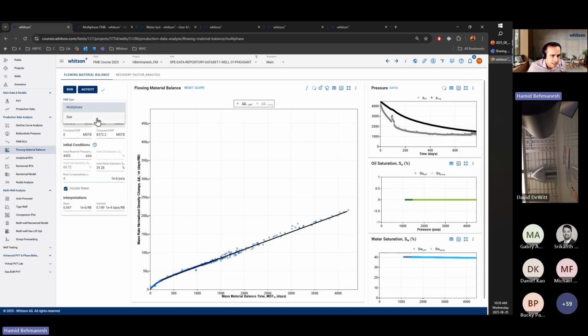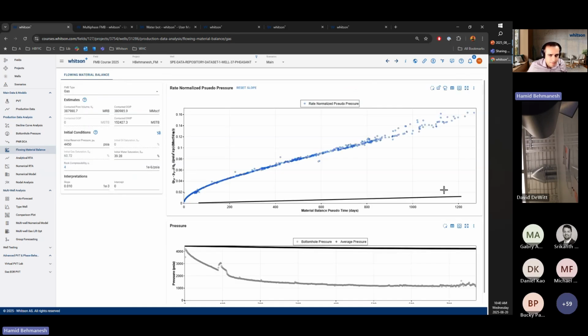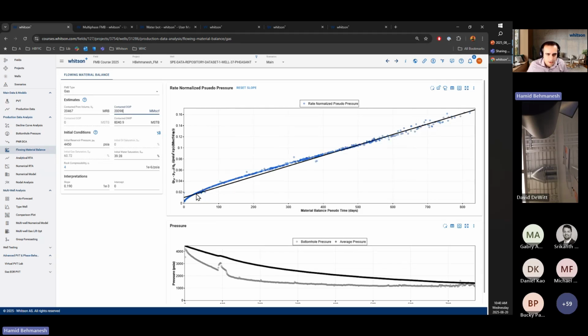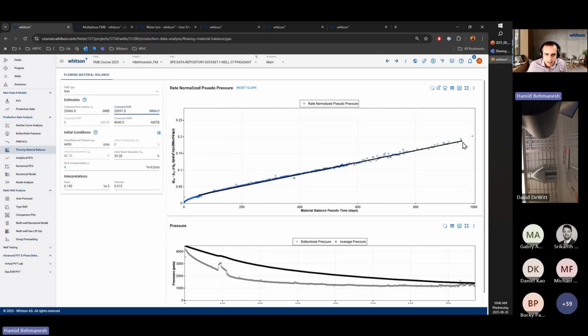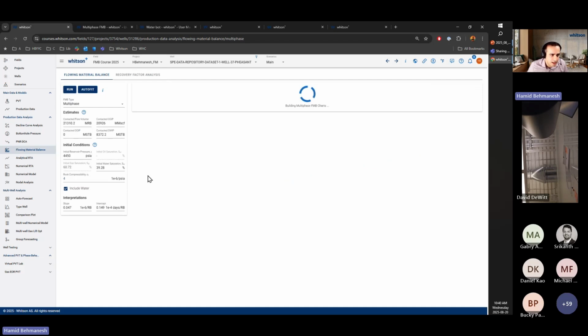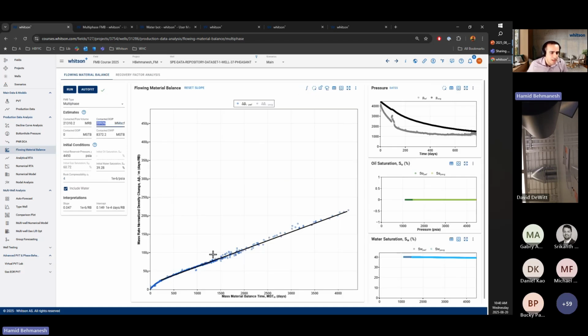Now switch to gas FMB. As we said, this is an iterative approach. So what I'm going to do is simply make it 20 BCF. I'm almost there. Now I have to adjust my line a little bit, and the data stays almost on the same line. So 21 versus multiphase, which gives me almost 21 as well, right?